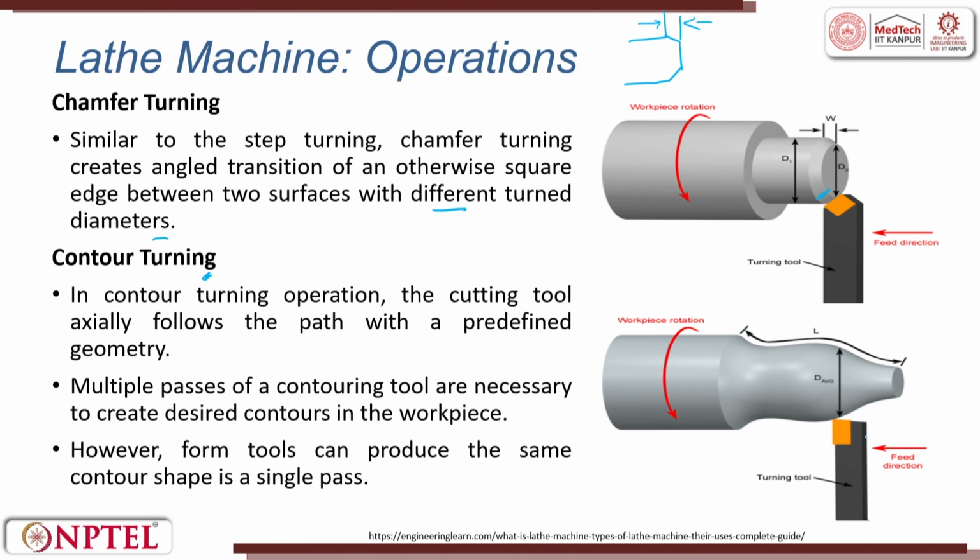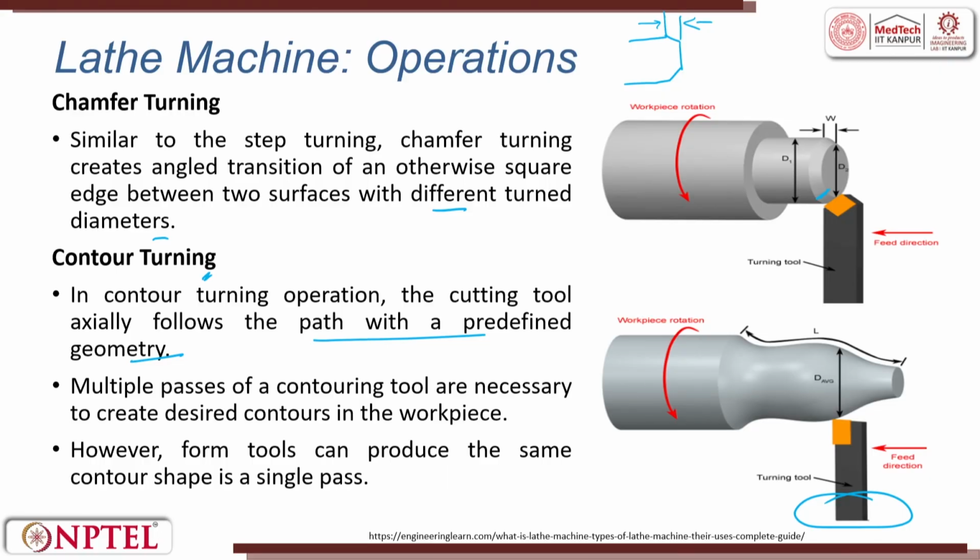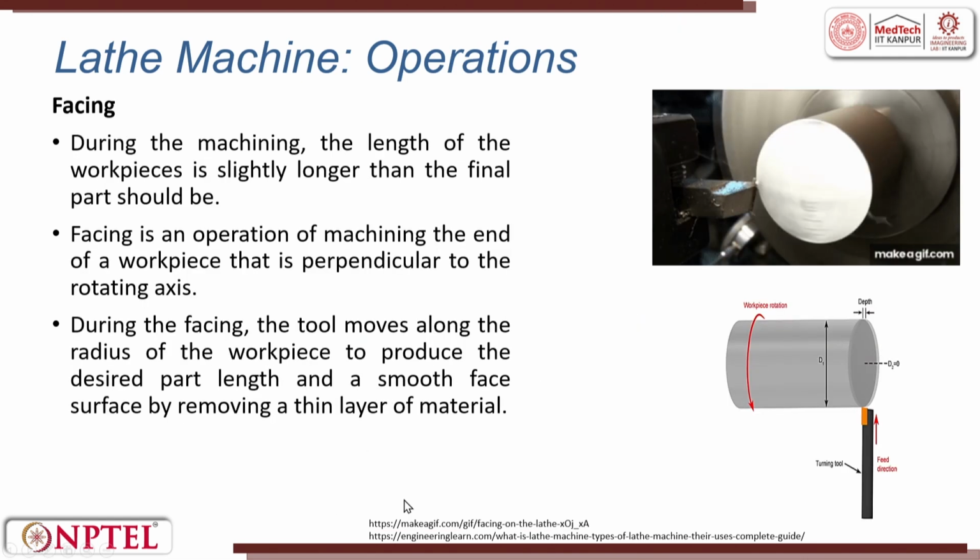Contour turning is where you give a profile to the tool post. The tool moves in and out, creating a contour. So that is called contour turning. In the contour turning operation, the cutting tool axially follows a path with a predefined geometry. So you can have a dial or a mandrel which comes in contact with a template. That is in turn transferred to the tool post. The tool moves up and down to create the contour. Multiple passes of a contour tool are necessary to create a desired dimension. However, form tools are produced to generate it in a single pass.